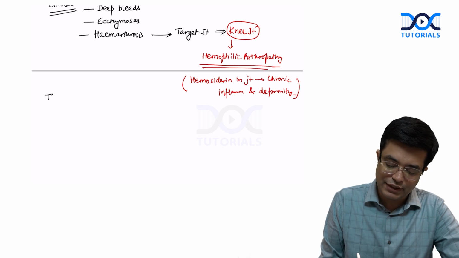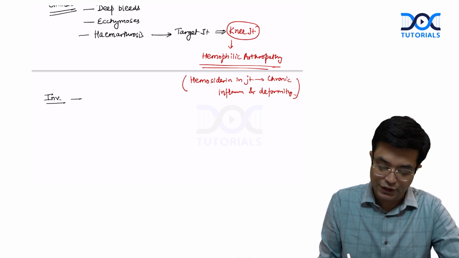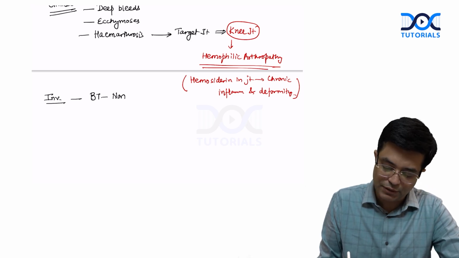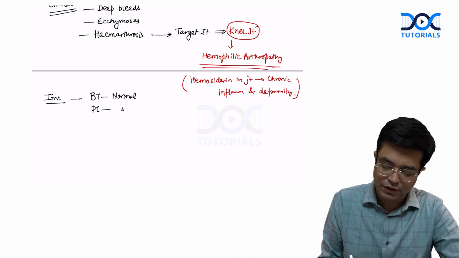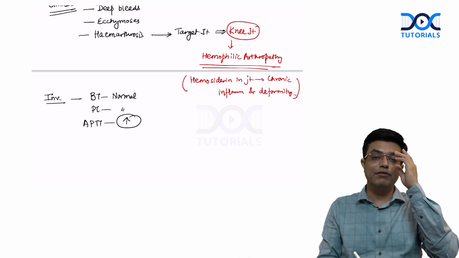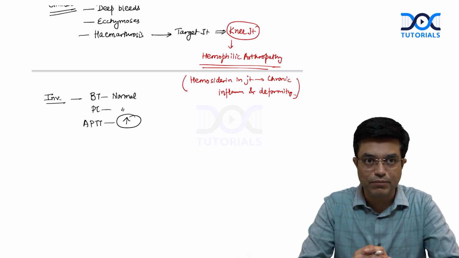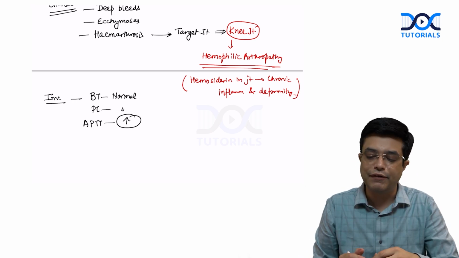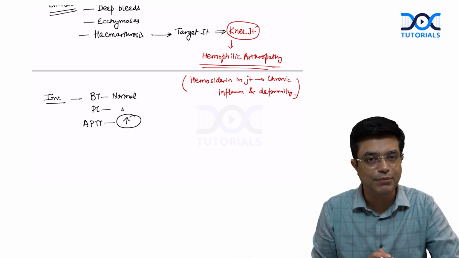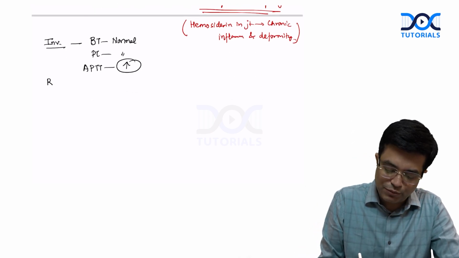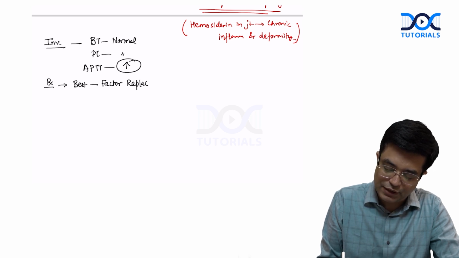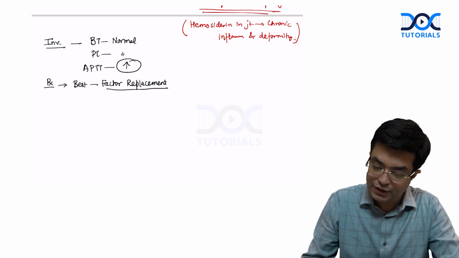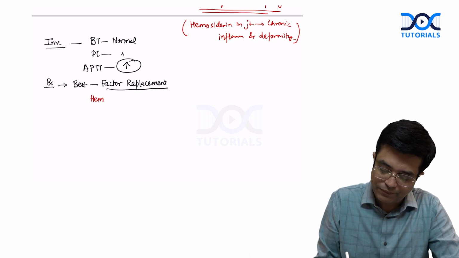Now, when you do investigations in hemophilias, what pattern will you see? You will find that bleeding time is normal, prothrombin time is also normal, but activated partial thromboplastin time will be increased. And then to identify the type of coagulation disorder, you need to do individual factor levels also. They need to be assessed in the patient. Now, coming to treatment of hemophilias, the best therapy available is factor replacement. How much factor needs to be given in case of hemophilia A?